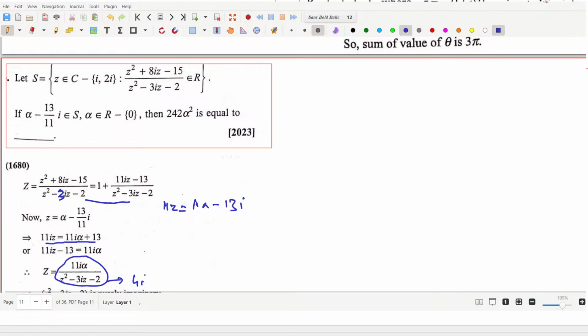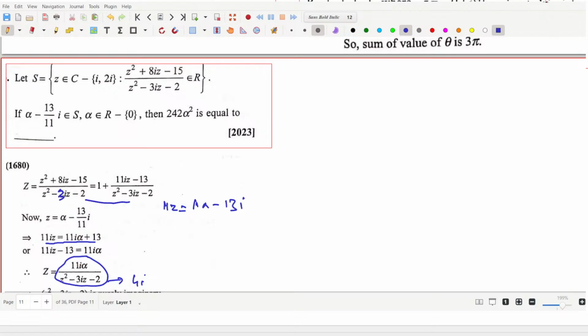When you multiply with I, what will happen? You will rotate it by 90 degrees in the anti-clockwise direction, right? And if you want to rotate it in the clockwise direction, you will divide with I. So clockwise, divide, and anti-clockwise, multiply. That's what you have done now.